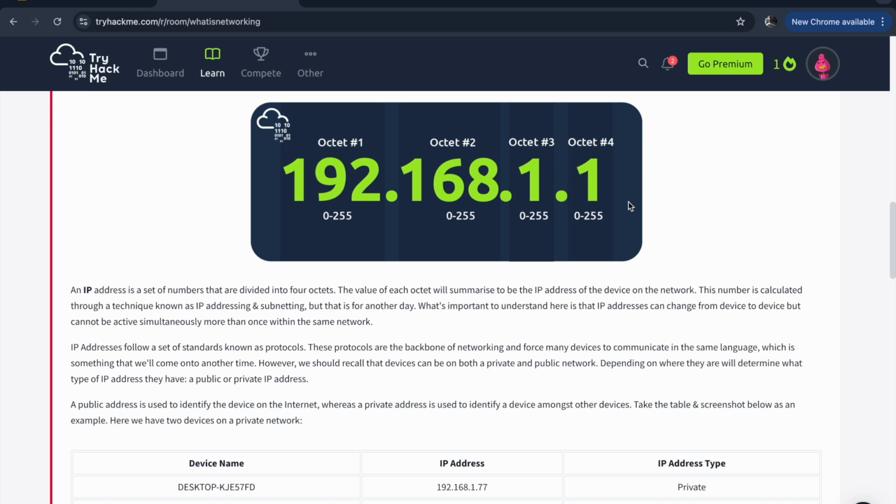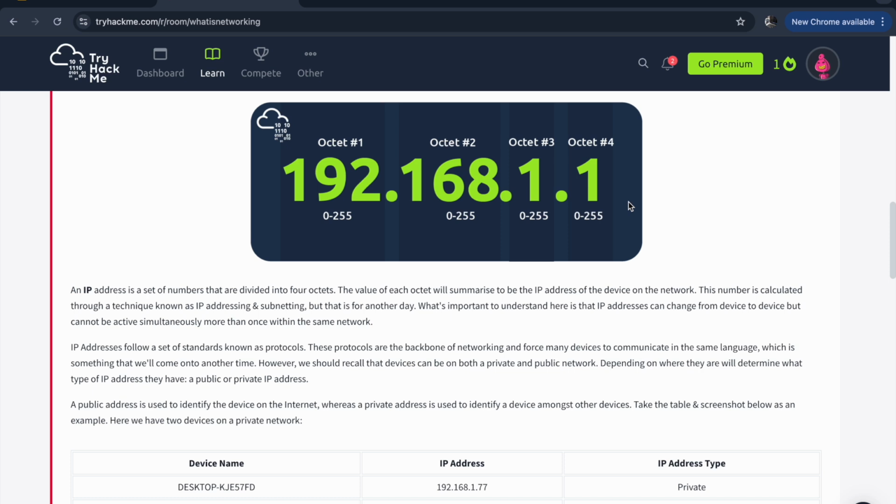IP addresses follow a set of standards known as protocols. These protocols are the backbone of networking, forcing many devices to communicate in the same language, which is something that we'll come onto another time. However, we should recall that devices can be on both private and public networks. Depending on where they are will determine what type of IP address they have, a public or a private IP address. A public address is used to identify the device on the internet, whereas a private address is used to identify the device amongst other devices.